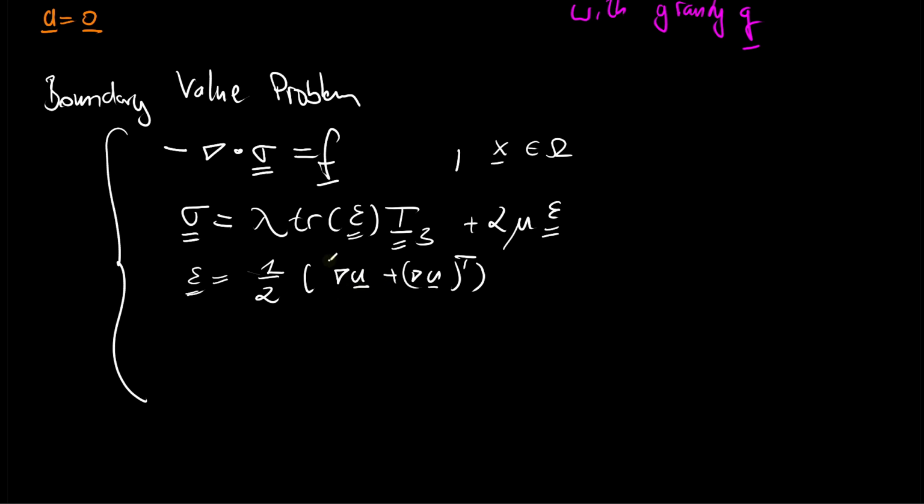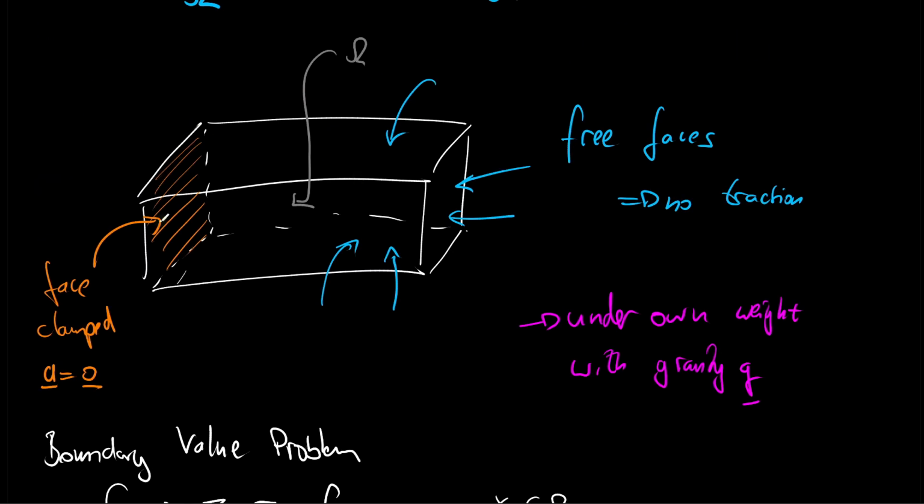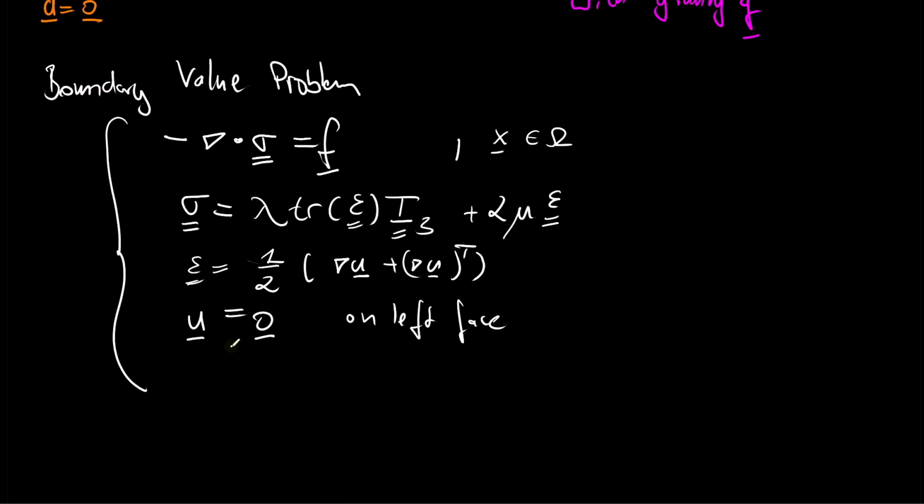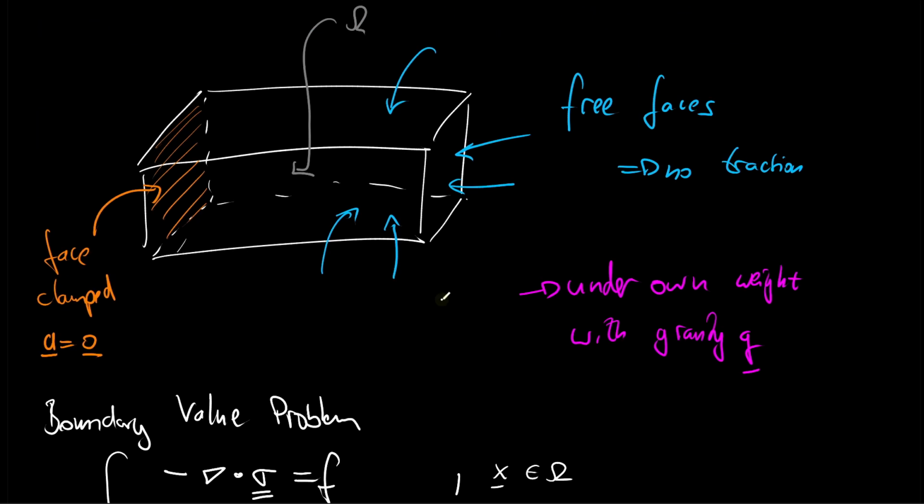By the way, of course, there is no time derivative here because we're looking at the stationary problem, which also turns our PDE into an elliptic problem. And of course, then we also have to define our boundary conditions. So we have u is 0 on the left face, and that would be this one here. And then we have our Neumann boundary conditions with the no traction on all the other faces.